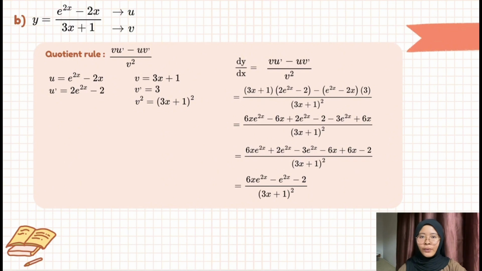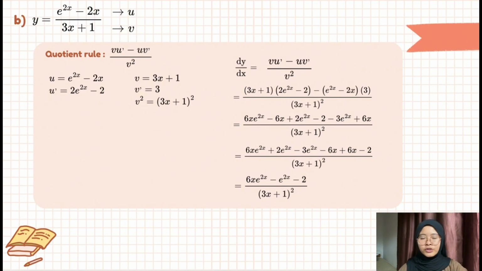Next, question B, y equals exponential to the power of 2x minus 2x over 3x plus 1. First, we need to identify which rule we need to use to solve this equation. So, we need to use quotient rule, which equals vu prime minus uv prime over v squared. The numerator is u and the denominator is v.